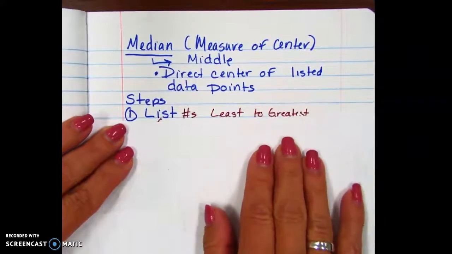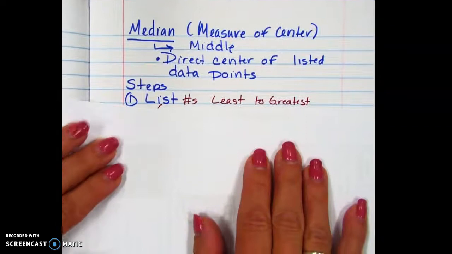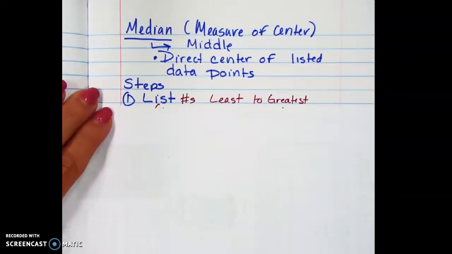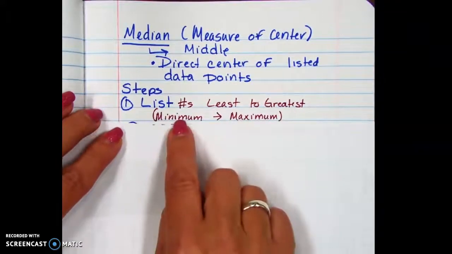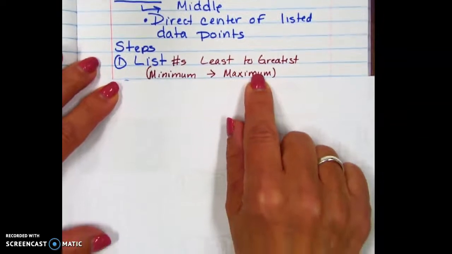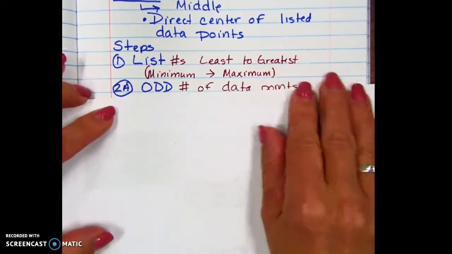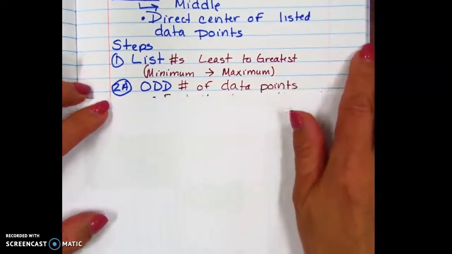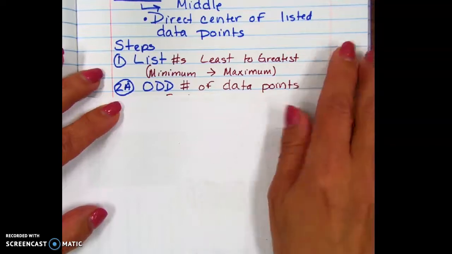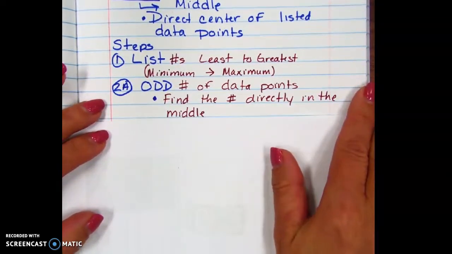So the first thing, which is pretty important, is to list your numbers from least to greatest. We also did that when we were finding the mode, so it's multi-beneficial. Now, I also called least to greatest minimum to maximum, so either way works. The second step, now I call it 2A, because there is a 2B, believe it or not. So if you have an odd number of data points, you're going to find the number directly in the middle.